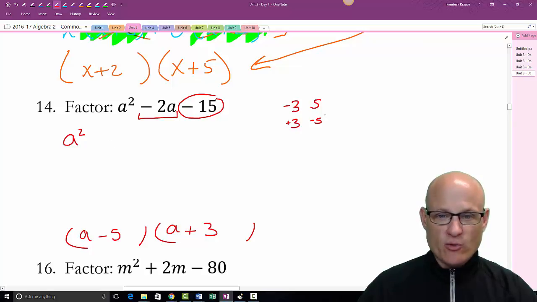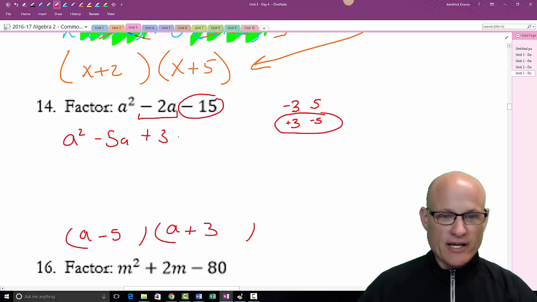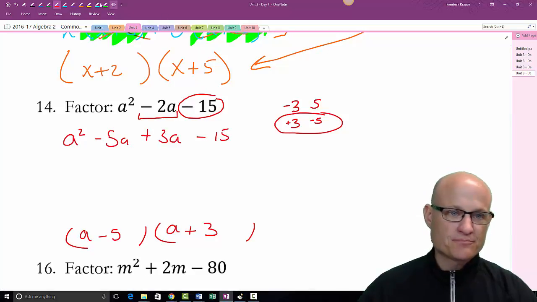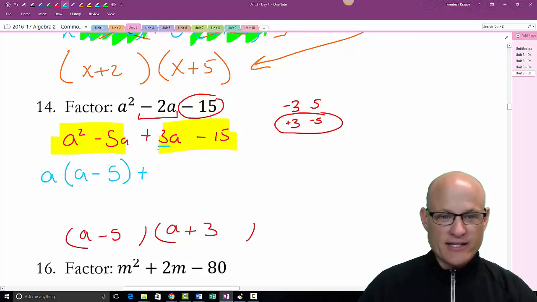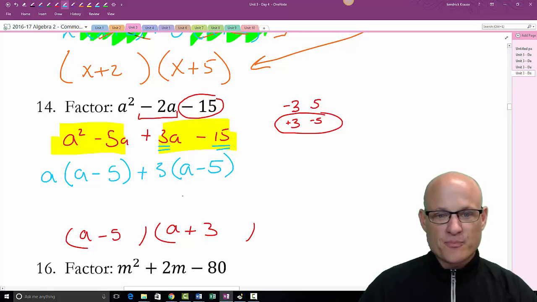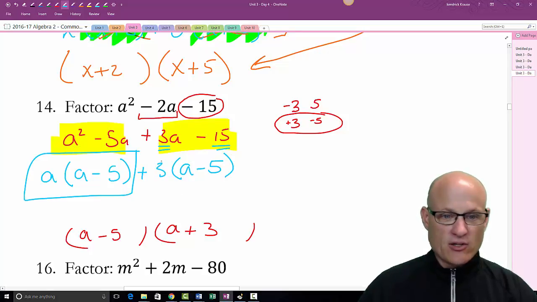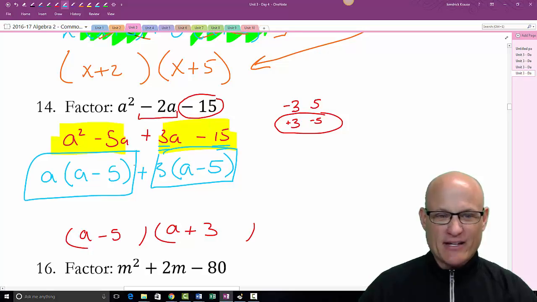So these are what I want to replace negative 2a with. So minus 5a plus 3a minus 15. Group these two. Group these two. On these two, I can take out an a, and I'm left with a minus 5. On these two, I can take out a 3, and I'm left with a minus 5. So if I look at this thing, and I look at this thing, don't they both have an a minus 5? Sure. I'm going to factor out the GCF, a minus 5. What's left over? a plus 3, and that goes here.